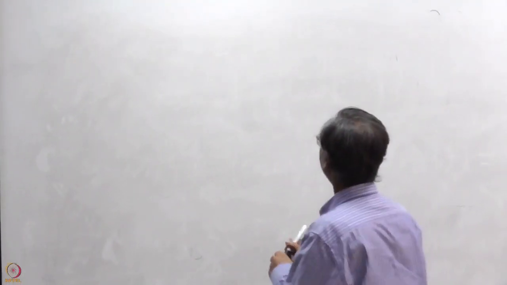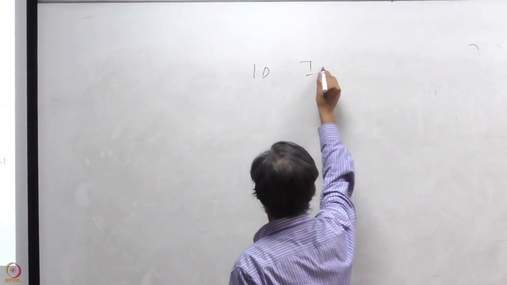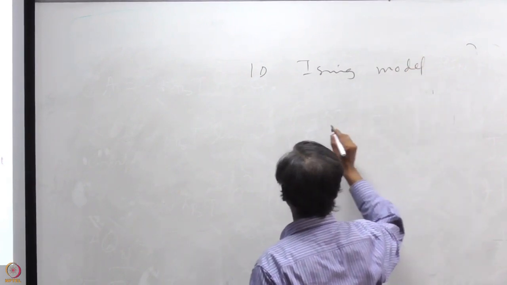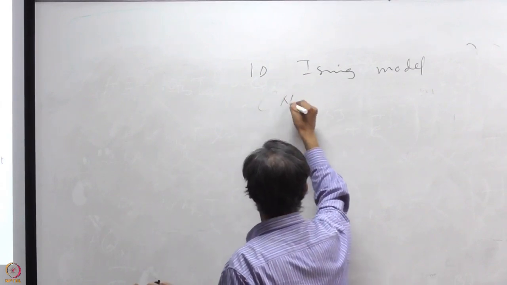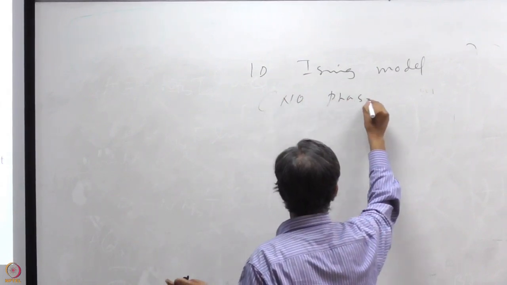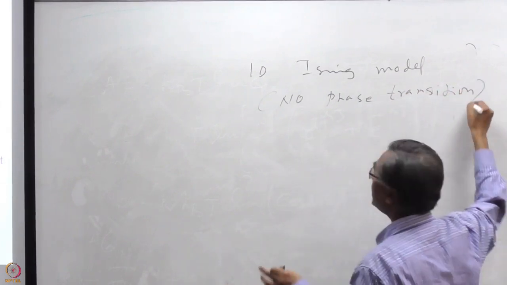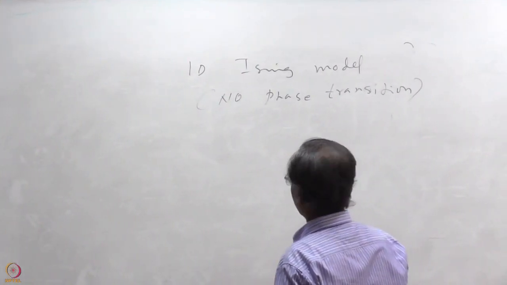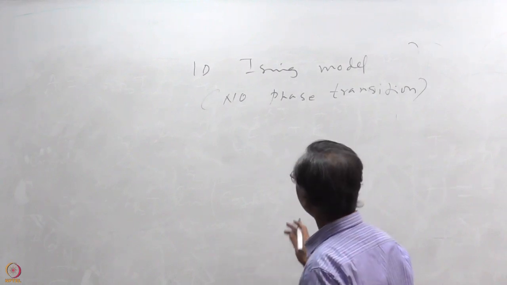So the flow that I'm going to follow is this. We have done the one-dimensional Ising model, and we showed there is no phase transition. There was a little bit of a hint of why there is no phase transition, which will come back later: essentially the new phase cannot be stabilized with only two nearest neighbors.